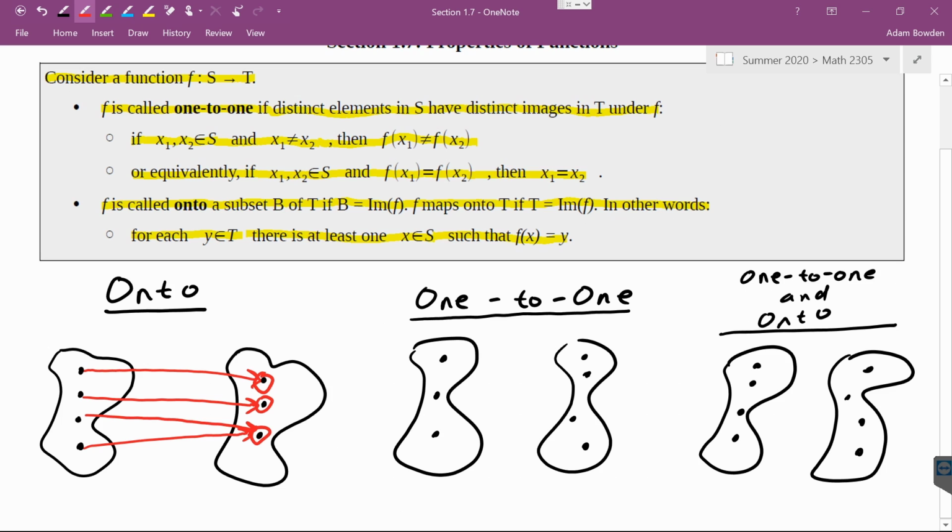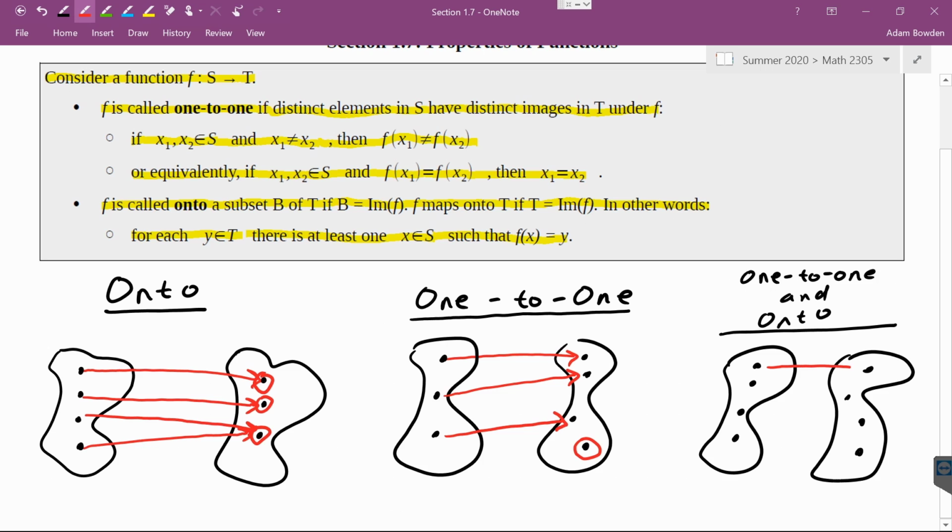And then one-to-one means that every element in the domain gets its own unique element in its image, inside of the codomain. Now we can miss elements here when we're talking about one-to-one, but each element of the domain gets its own unique element in the codomain.